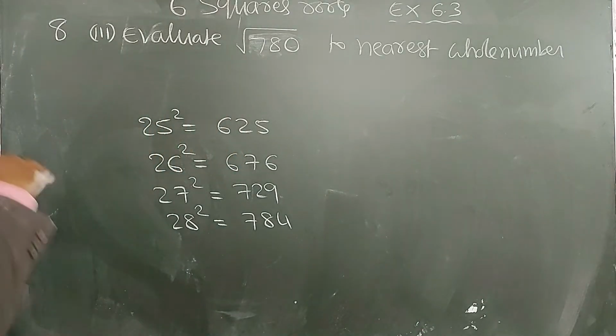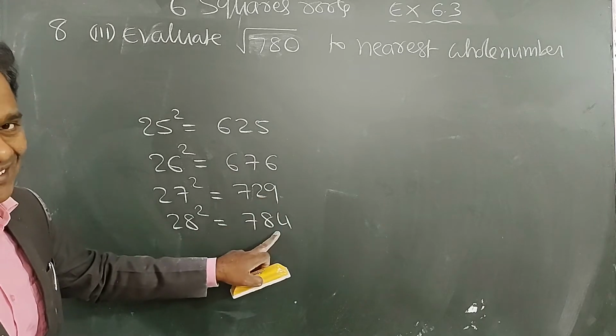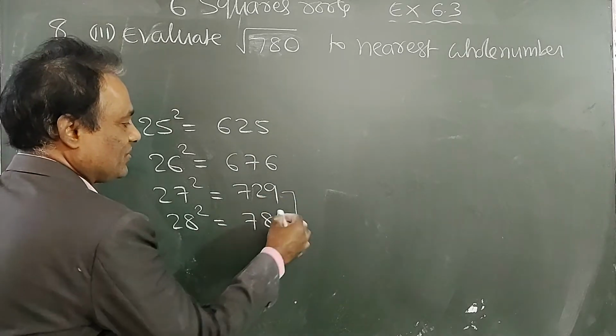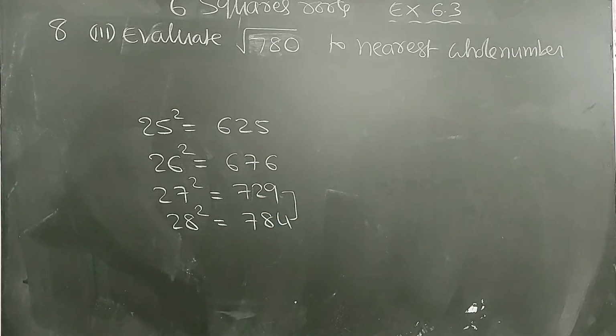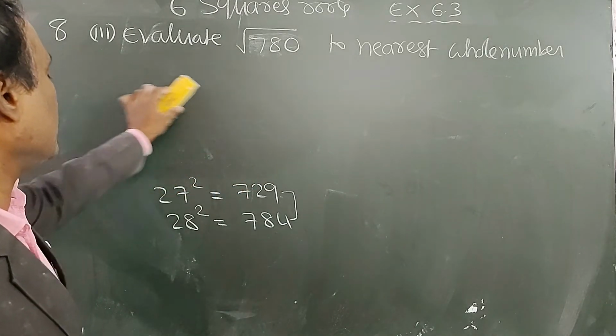Students, 780 is between these two. Like that you have to try. There is no other process. You have to try. See here.